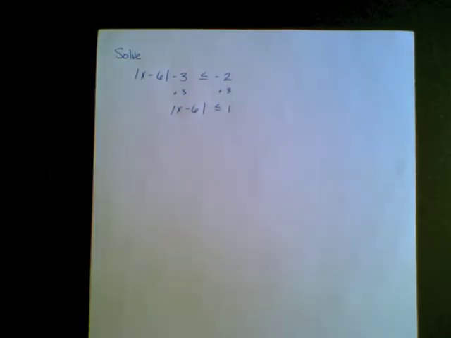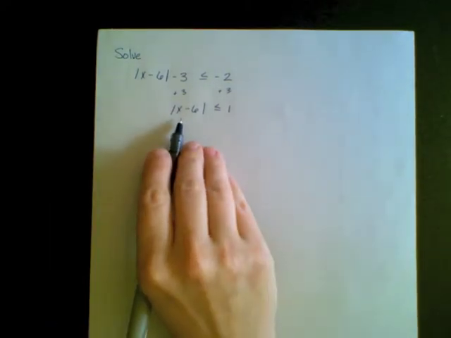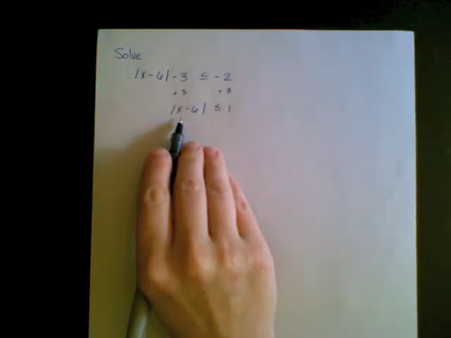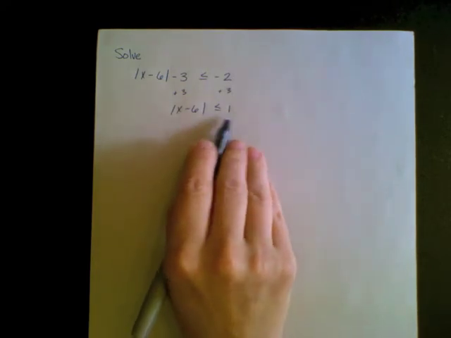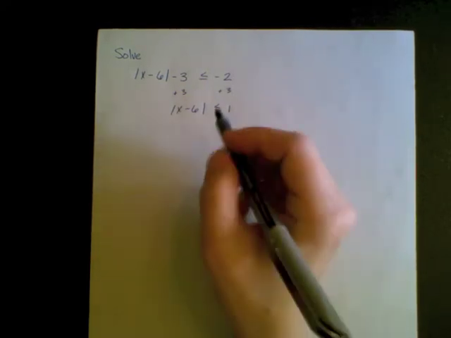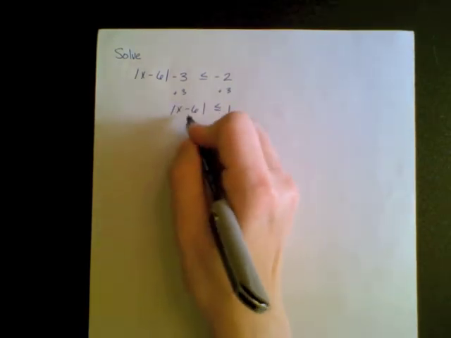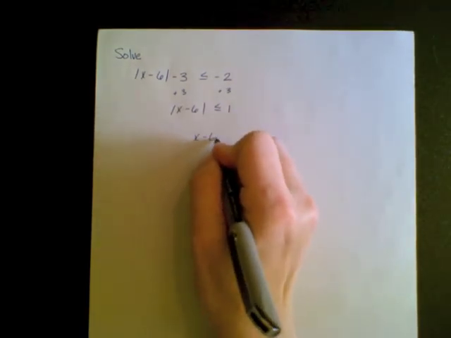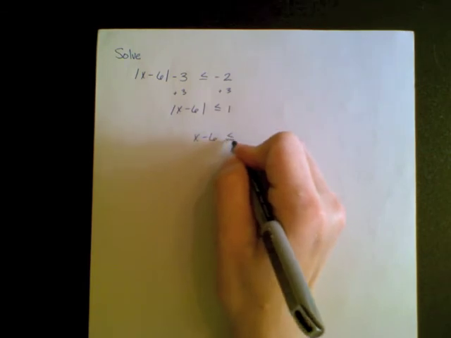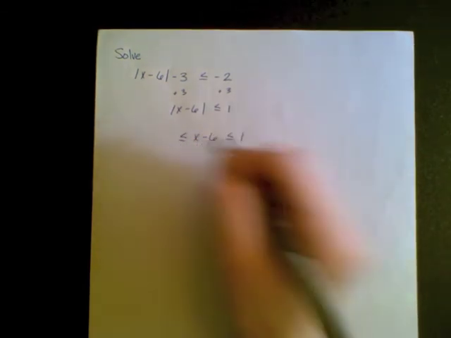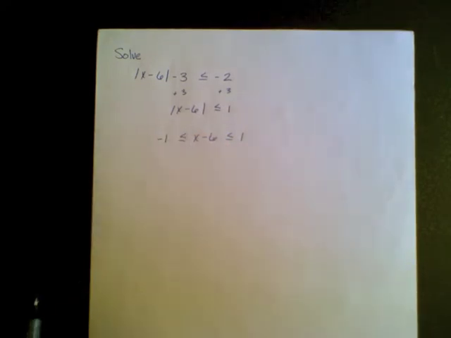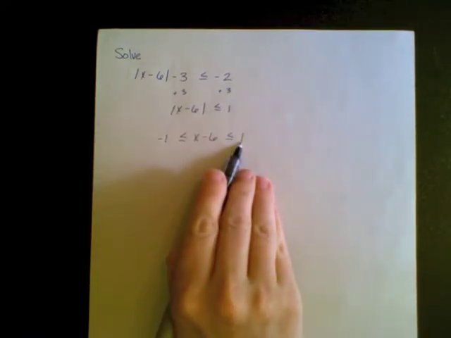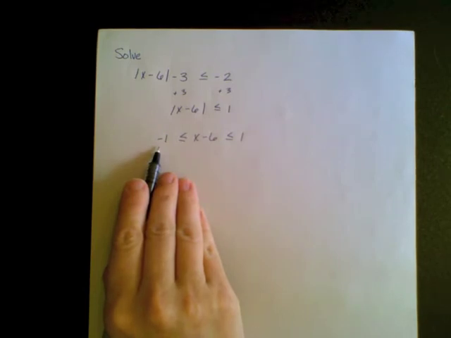And then now I can rewrite it as a compound inequality. It is less than or equal to this positive number, which means the thing in the absolute value is in the middle of a compound inequality where I have 1 on this side and negative 1 on this side. The positive number from here and the negative of that here.